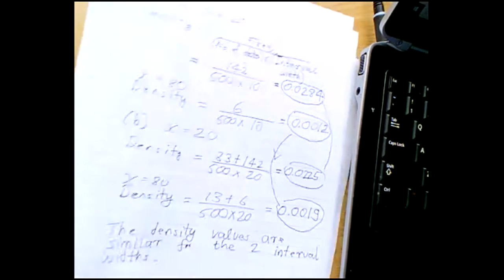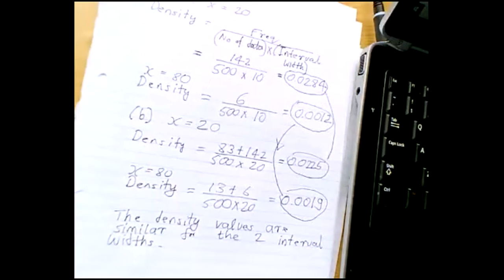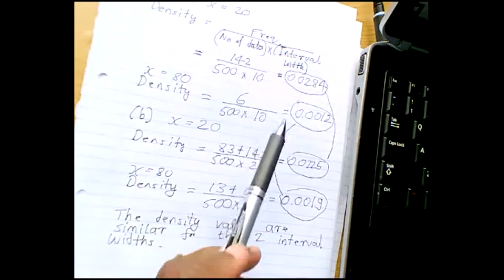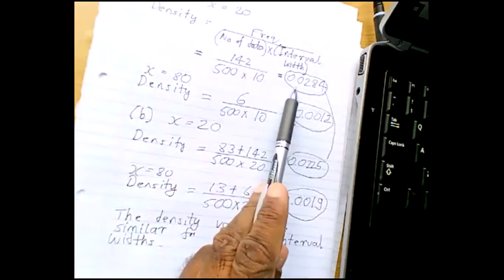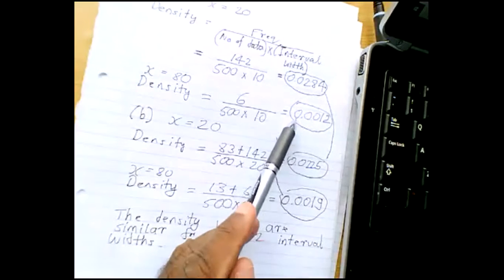All right, because as I just explained, the increase in the interval width from 10 to 20 hasn't changed the density values very much. It goes from this to this, and similarly from this to this. All right. Okay. Any questions, guys? So this completes question 3.